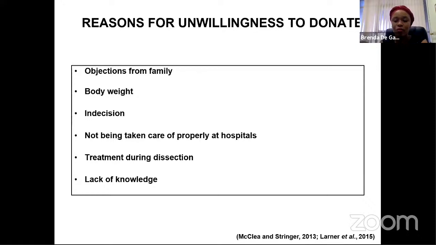We also ensure that we treat the donors that we receive, that we use as cadavers in the labs, with utmost respect as required from us. And also lack of knowledge, which is an interesting one because we can do something about that one.